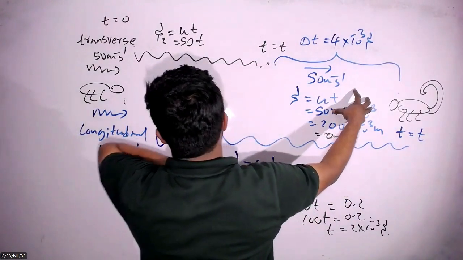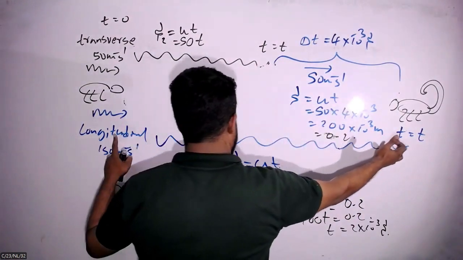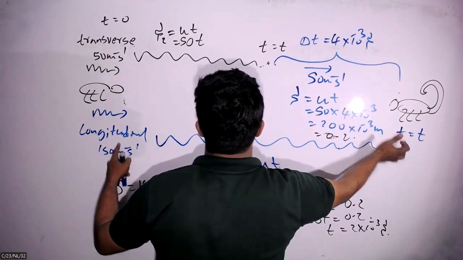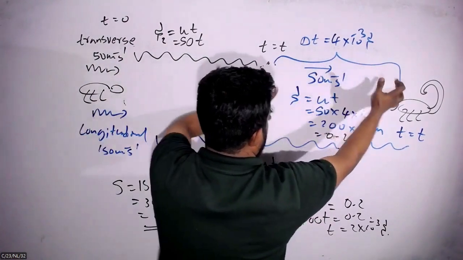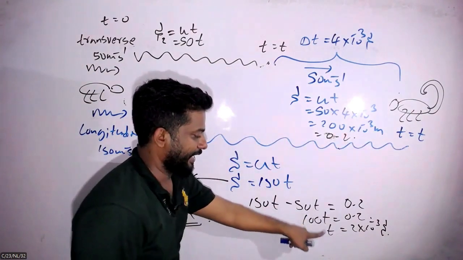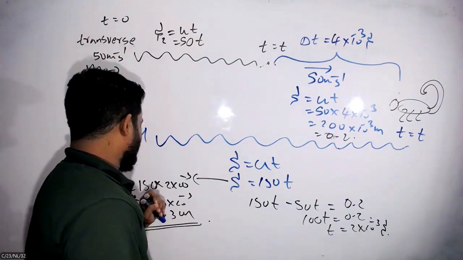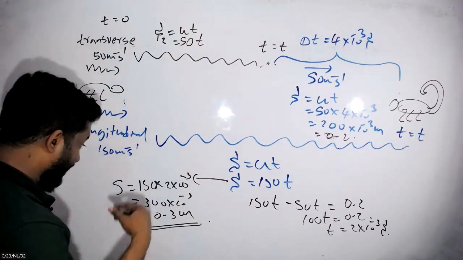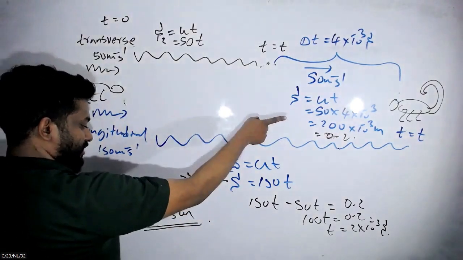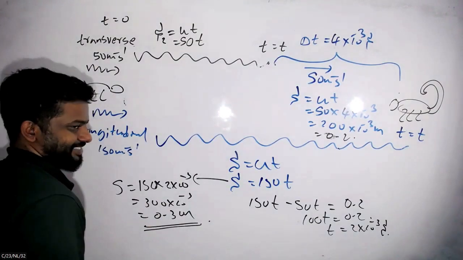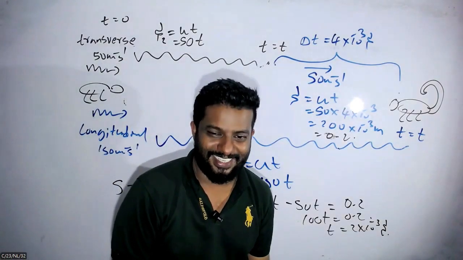Then you can write an expression for the distance difference. 150t minus 50t should be equal to 0.2. Then you can find t. Then you can substitute the value for t. Then you can find the gap between insect and the scorpion, which is 0.3 meters. Right? Let's see the next question.